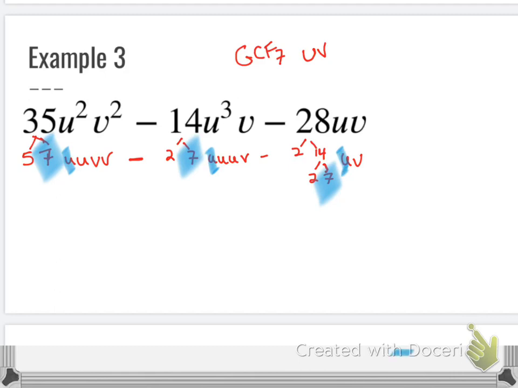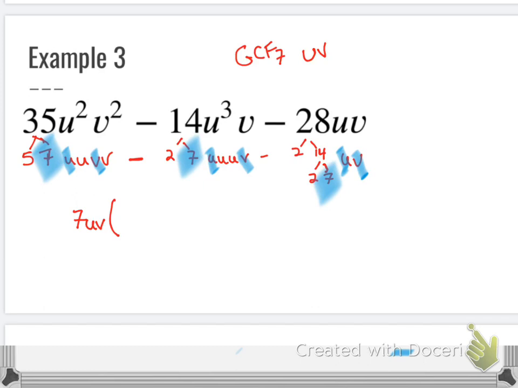That third term doesn't have any more U, so we can't block any more out. We have a V, so we have one V here, one V here, one V here. And then the last two don't have any more V's, so we can't do any more V's. So we know that we have the correct GCF. So I'm going to write that down here as 7UV as my GCF. It goes on the outside.